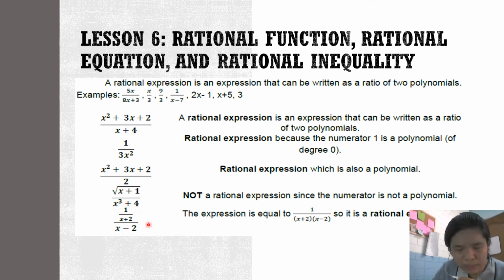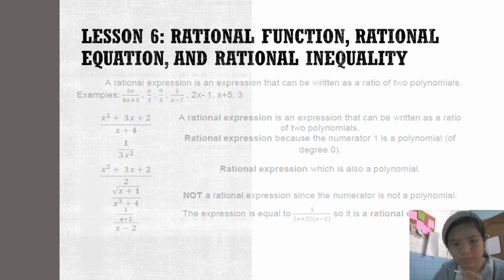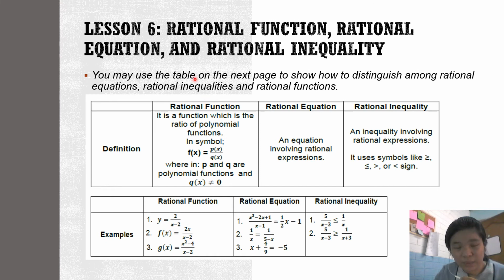How about the last one? The expression is equal to 1 over x plus 2 times x minus 2. So, it's a rational expression pa rin. Kasi kapag sinimplify mo yan, at equal siya dito, which is, the numerator is a polynomial. Denominator is still a polynomial. Kapag sinimplify ito, ito yan. So, it's still a rational expression. So, ayan, proceed na tayo. Yung rational function, rational equation, and rational inequality are all rational expressions.